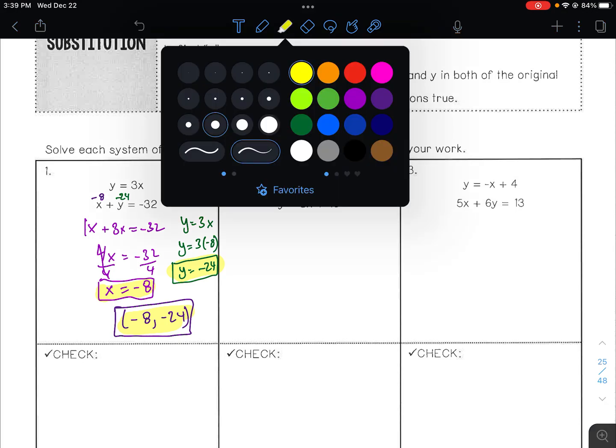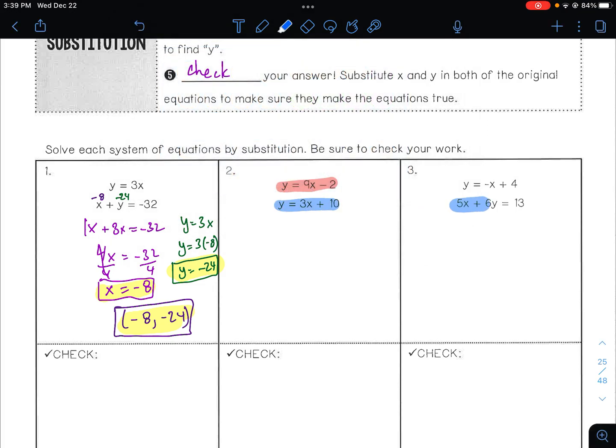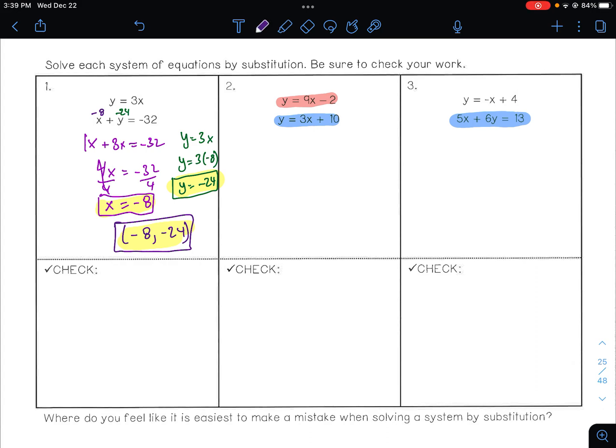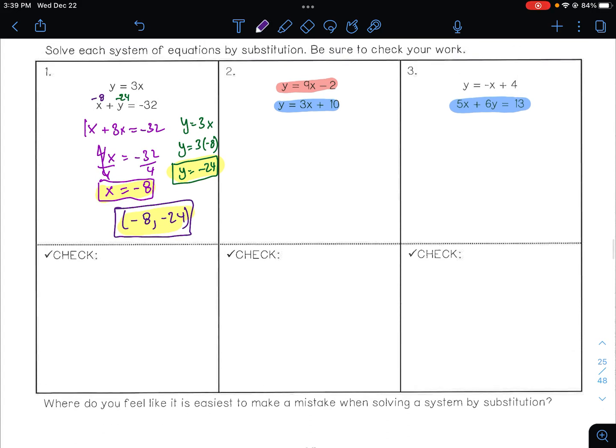So, I've got two equations, red and blue. Actually, they want us to check in the box below, so I will check in the box below. Our solution is -8, -24. Y equals 3x, right? Y is -24 equals 3 times -8. That is -24. That's true.